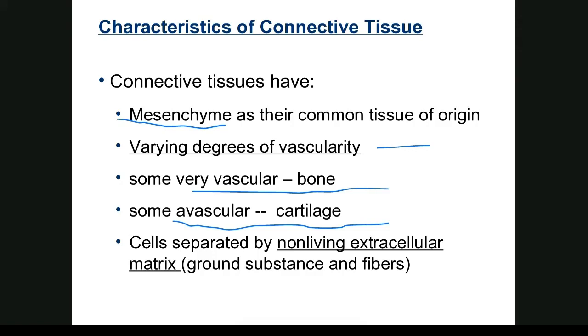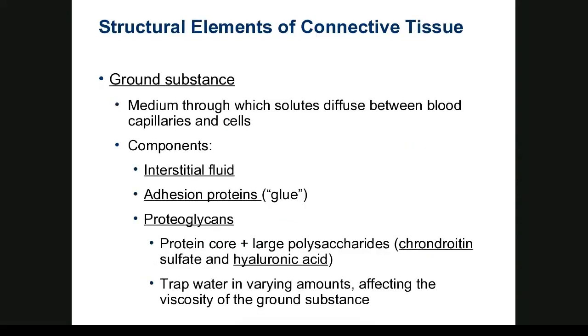In connective tissue, you're going to have cells, but a non-living extracellular matrix, which has ground substance and fibers. The ground substance is the medium through which solutes diffuse between the blood capillaries and cells. It's interstitial fluid, adhesion proteins, and proteoglycans: a large protein core plus large polysaccharides such as chondroitin sulfate and hyaluronic acid. And the proteoglycans trap water in various amounts.